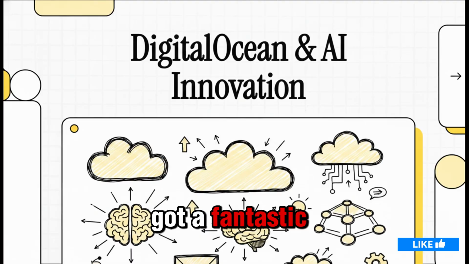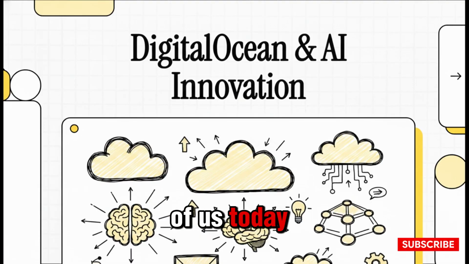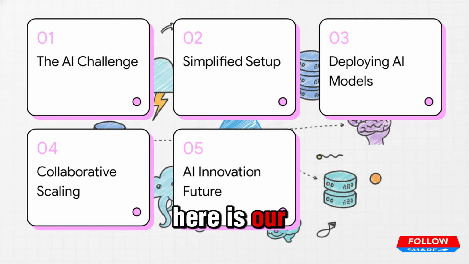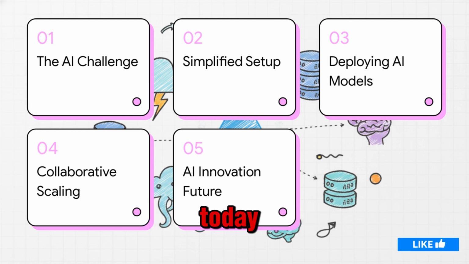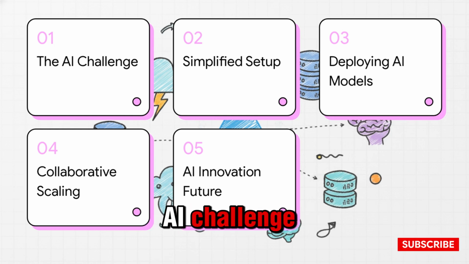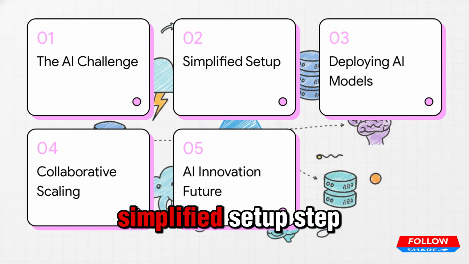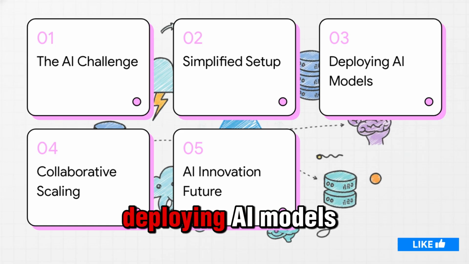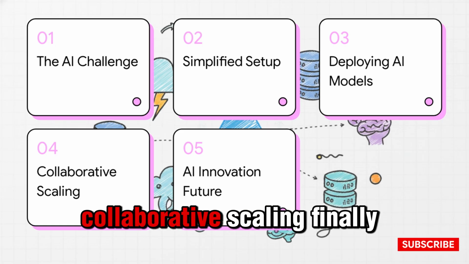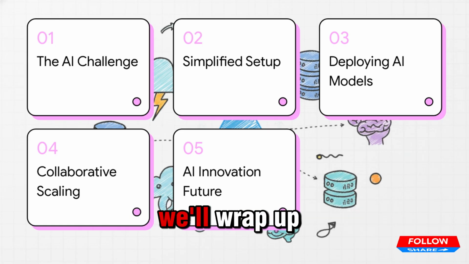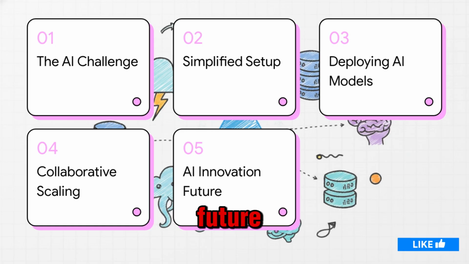We've got a fantastic, structured breakdown ahead of us today. Okay, let's dive into this. Here is our step-by-step tutorial roadmap for today. We'll start by looking at the AI challenge, then we'll move into Step 1, Simplified Setup, Step 2, Deploying AI Models, and Step 3, Collaborative Scaling. Finally, we'll wrap up by looking at your AI innovation future.